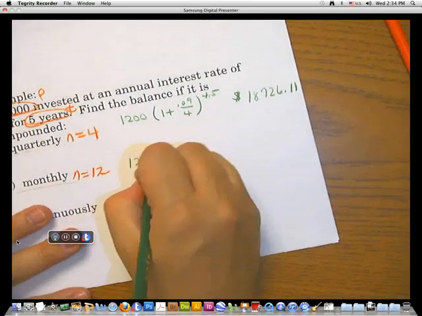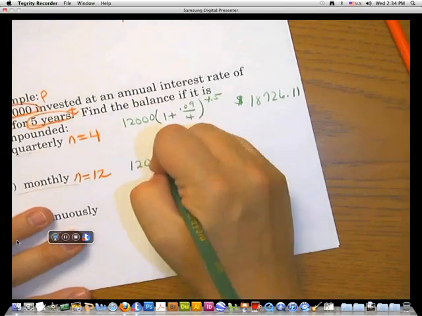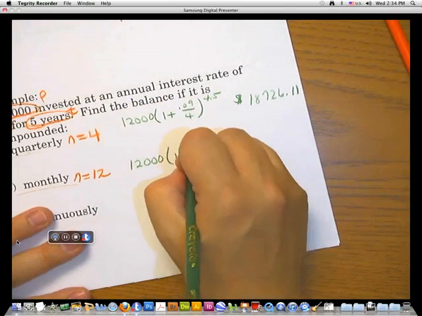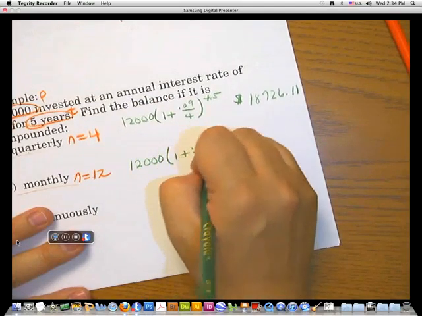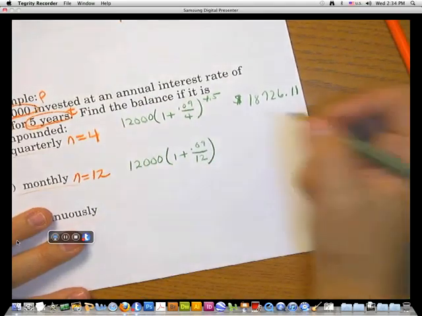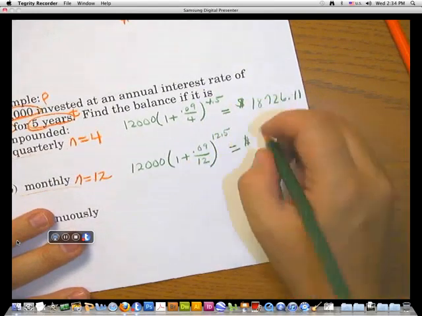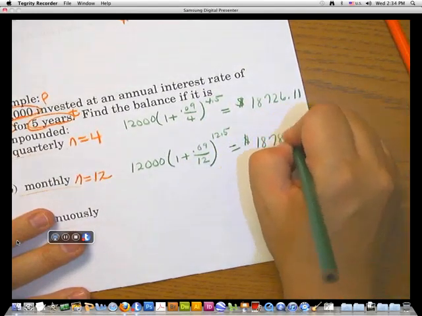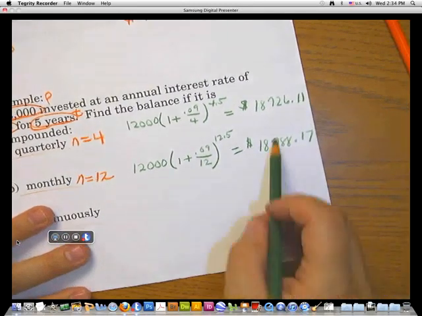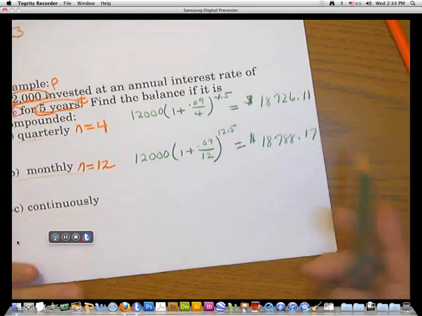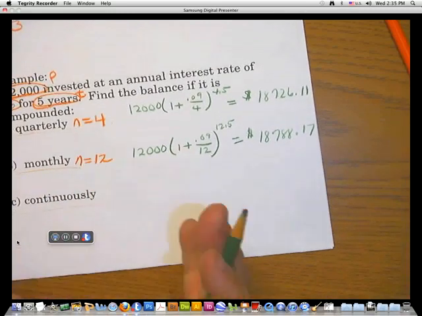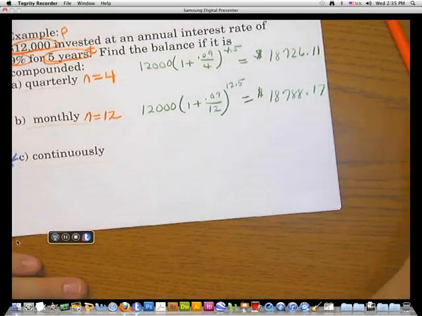Do it again for monthly. So you start with $12,000. You have your percent rate. That didn't change, but the number of times you do it did. So that's 12. And 12 times 5 gives us the amount of money: $18,788.17. Notice that the amount of money isn't really that different compounded quarterly to monthly. It is a little bit different, and so that's why we do have the formula for it, but it really isn't that much. When it comes to continuous is special.